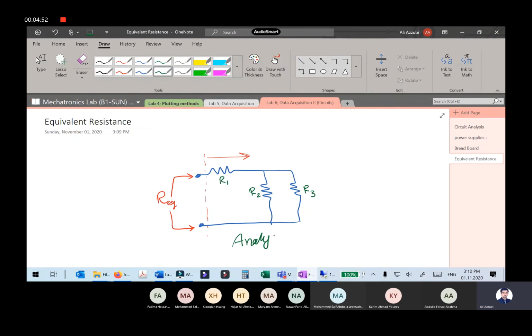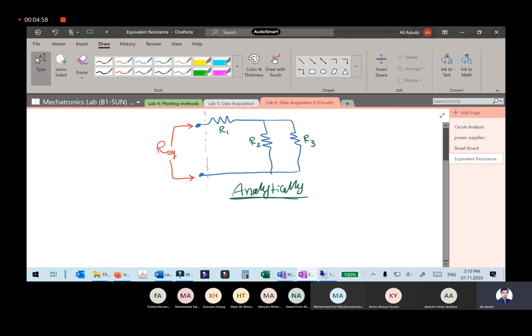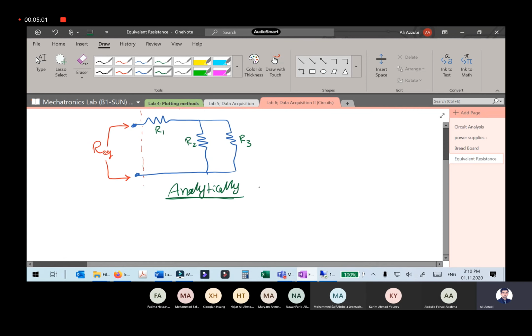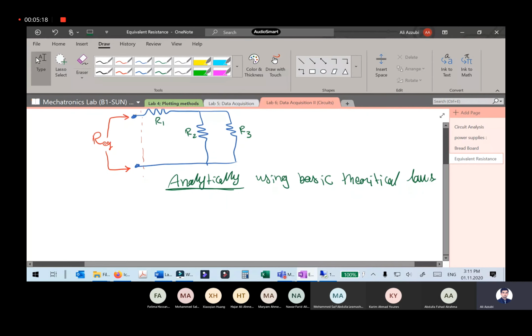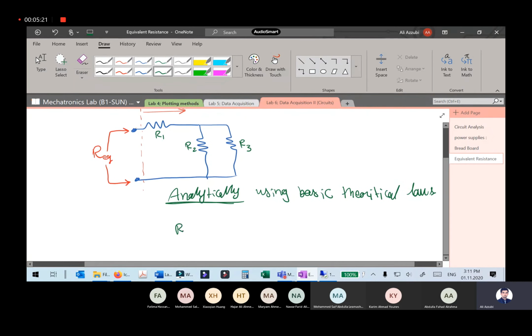What does analytically mean? Guys, you know an analytical method. It means using basic theoretical laws. Here it's equivalent resistance, so I will say R equivalent equals R1 plus R2 parallel with R3. Okay guys, do you agree?